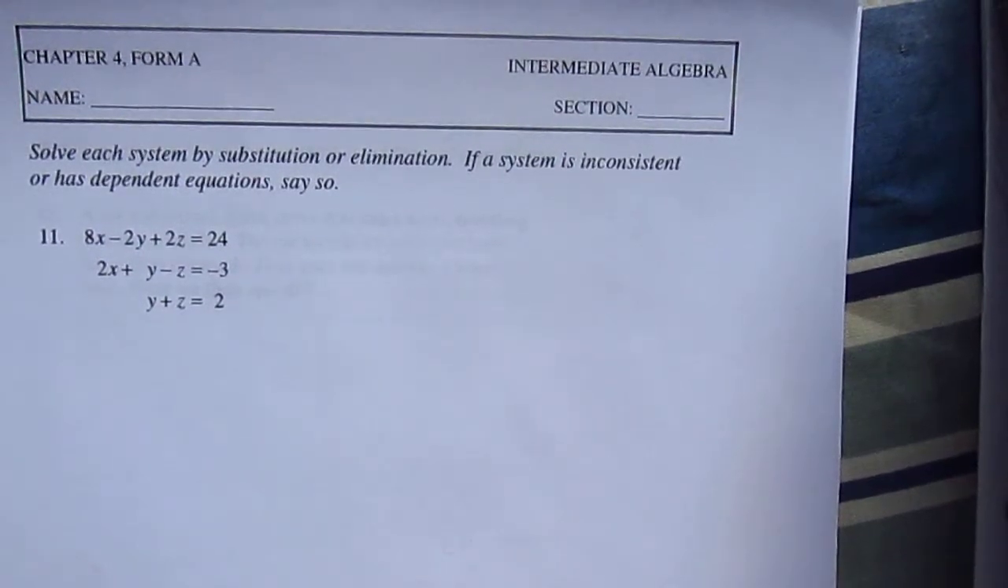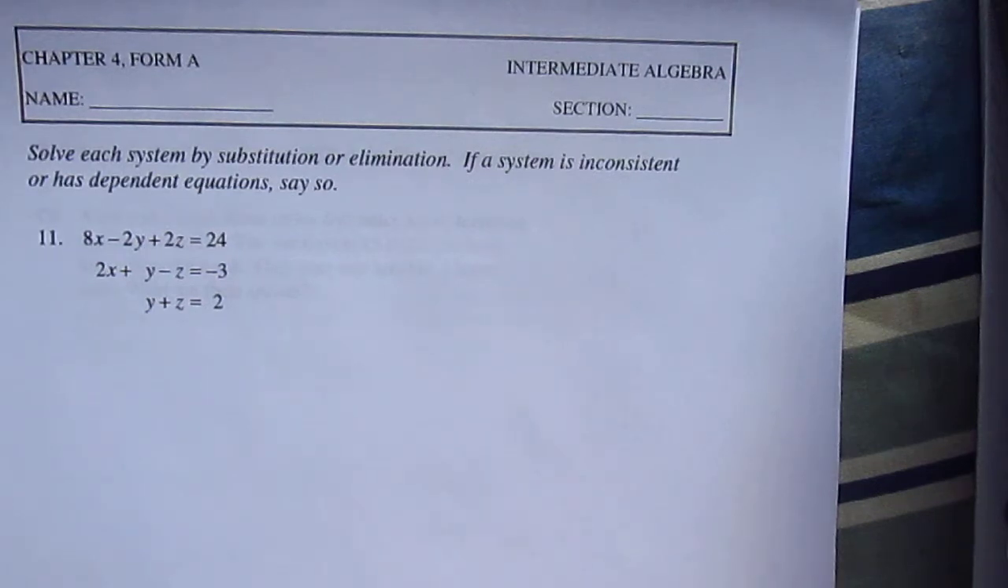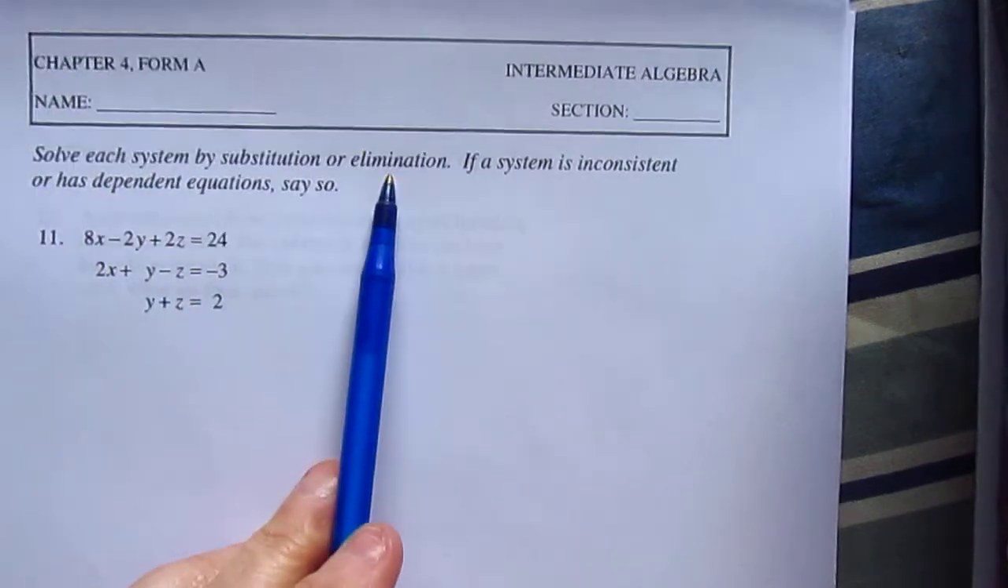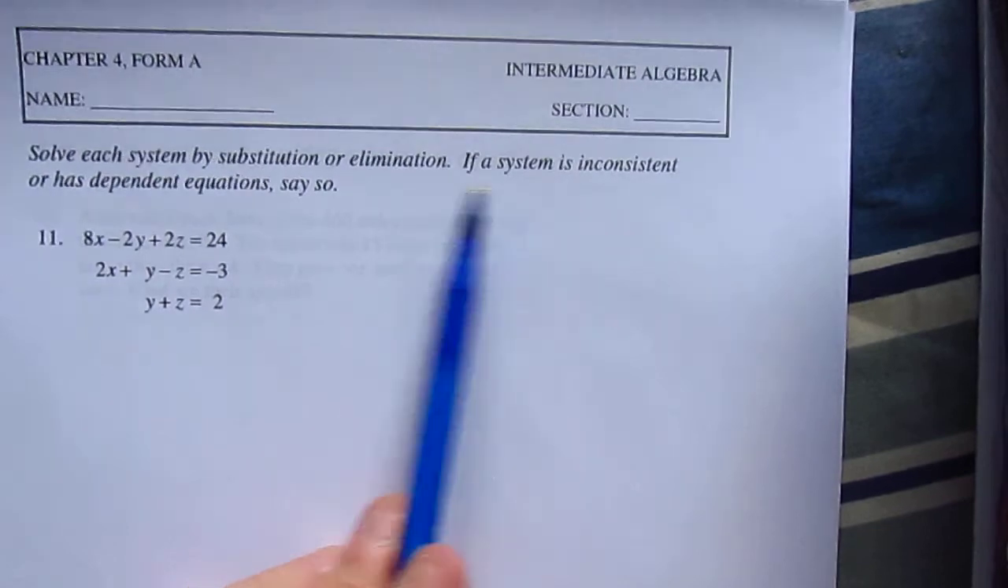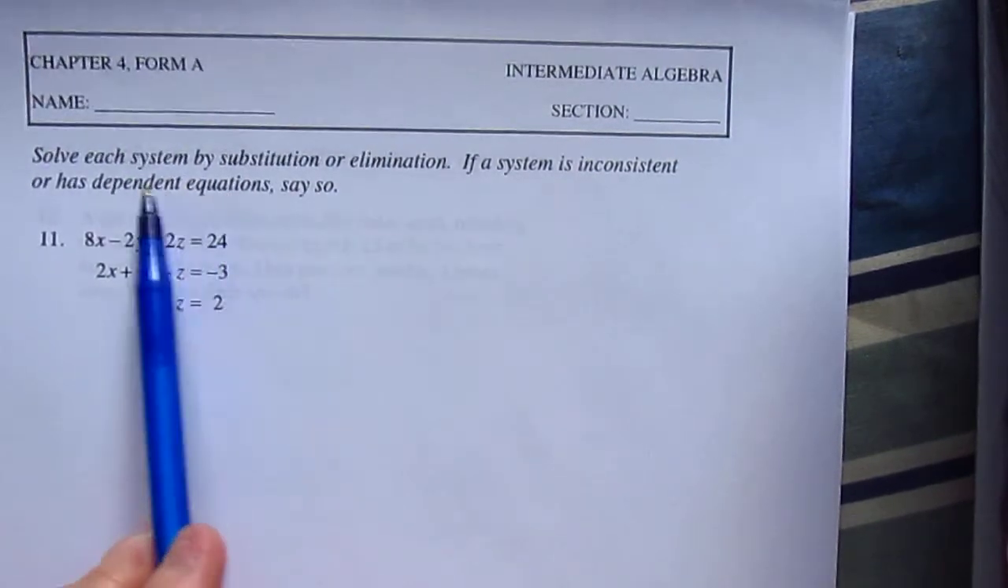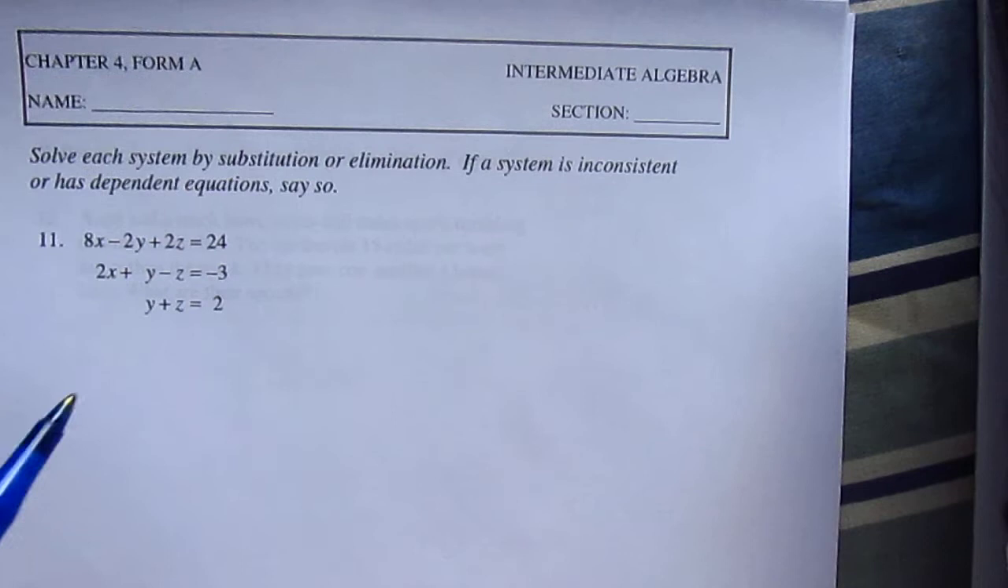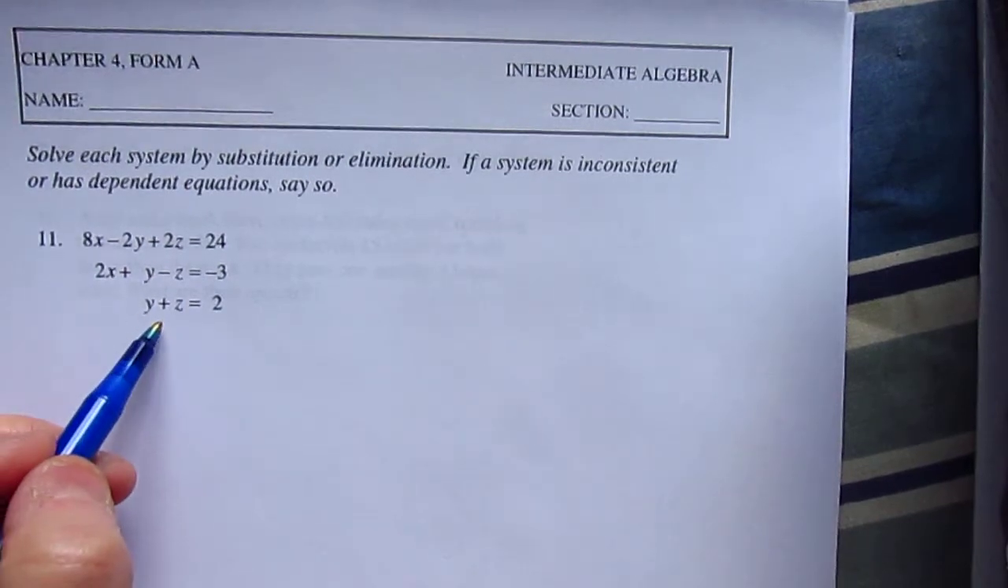This is question number 11 from Chapter 4, Form A, handed out in class. Solve the system by substitution or elimination. If the system is inconsistent or has dependent equations, say so. So this one I did in class.